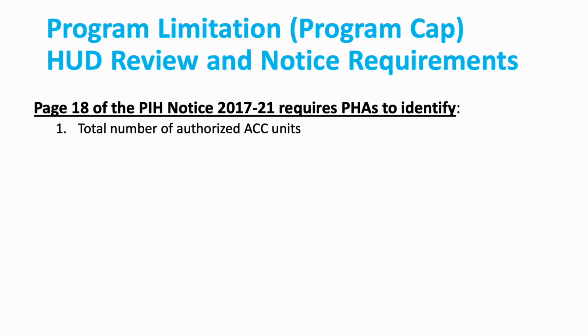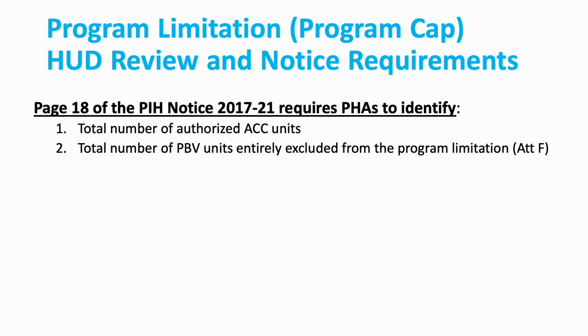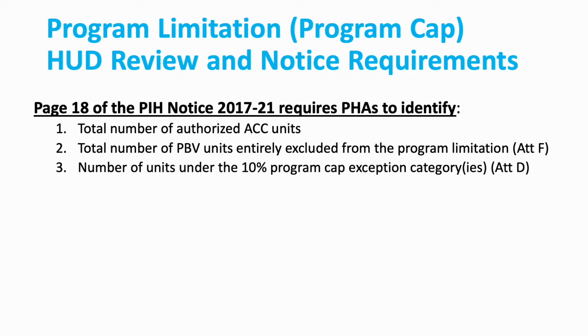You also must report the total number of PBV units that are excluded from the program limitation. That generally includes public housing conversions and other types of units that were previously federally assisted. Next, you must include the number of units that you currently have under contract, which fit into the 10% exception category group. These are typically units that are designed specifically for homelessness, veterans, units with supportive services, or units located in a census tract with poverty rate of 20%.